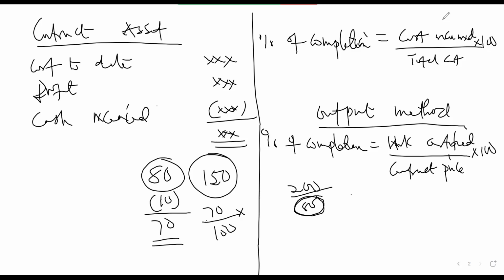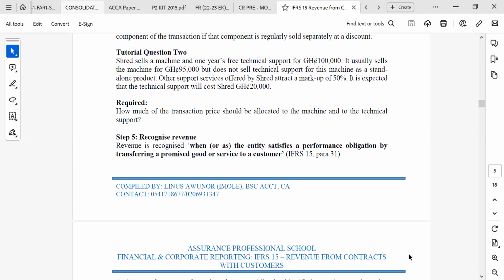And this will always be for the corporate reporting side. So let's pick two questions on this particular one. Then Senior Linus. Yes, Senior. Senior, please let me take you back a small bit about the formula you just gave on the output method. Please, I didn't get it.